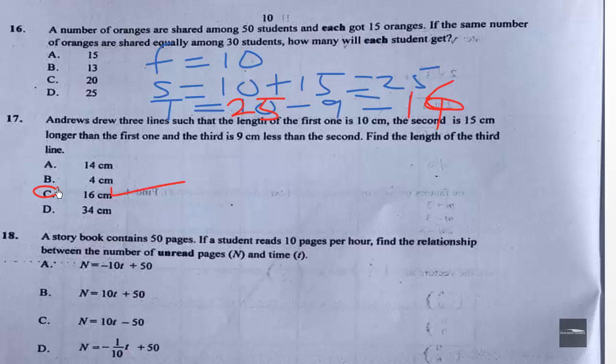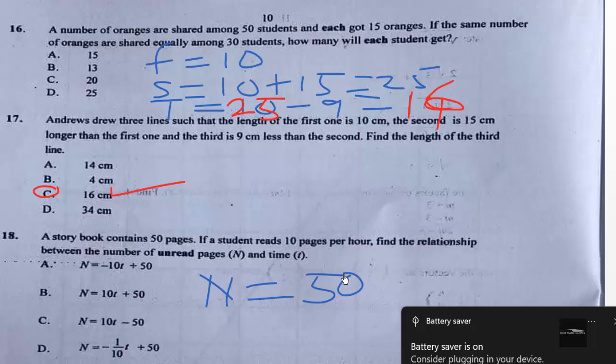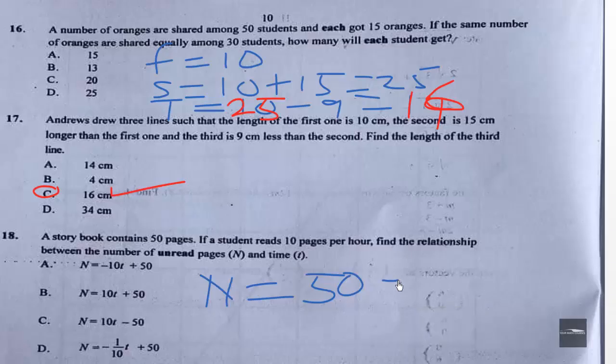A storybook contains 50 pages. If a student reads 10 pages per hour, find the relationship between the number of unread pages and time t. So the highest number here is 50, so it will start from 50 and the slope will come down. So you see that it will have a negative slope, and the rate at which it is reducing is 10, so negative 10 pages per hour. So that will give us n equal 50 minus 10t, or negative 10t plus 50.